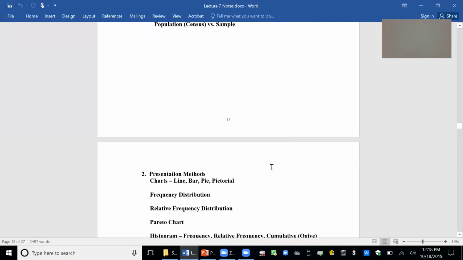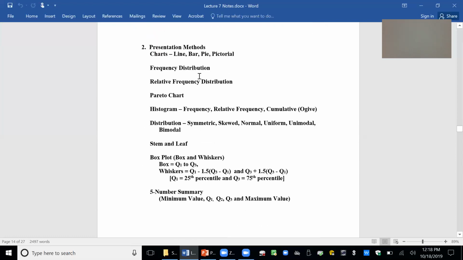And people move around. We have presentation methods. We have line charts, bar charts, pie charts, and pictorial charts. Now, a pictorial chart, for the market segment that various gasoline brands would have, would show different sizes of gas pumps. Try not to use pictorial charts ever. They're misleading. So we try to do either line, bar, or pie charts.